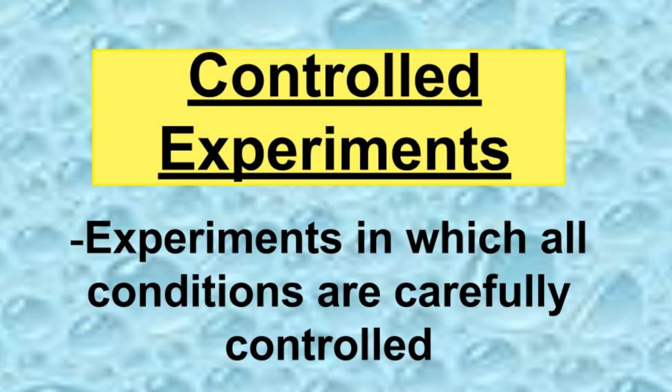So let's delve a little deeper into step number 4, which is all about doing an experiment to test your hypothesis to see if you're right or wrong. Today we're going to be looking at what we call controlled experiments. Here in science, a controlled experiment is an experiment in which all conditions are carefully controlled. Make sure you write down that definition.